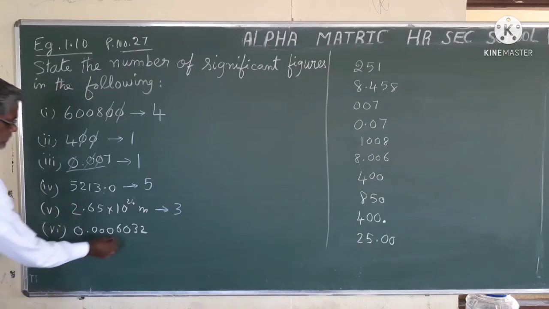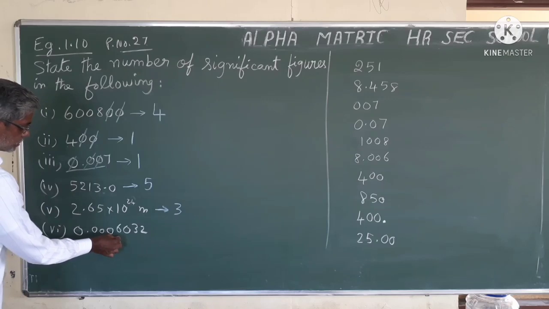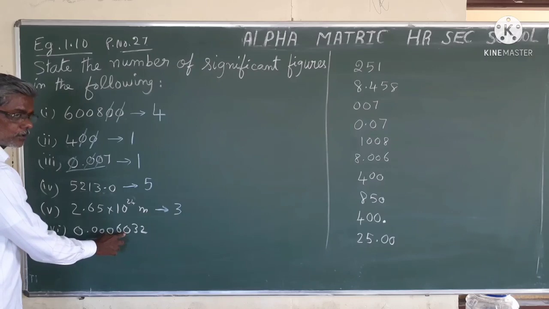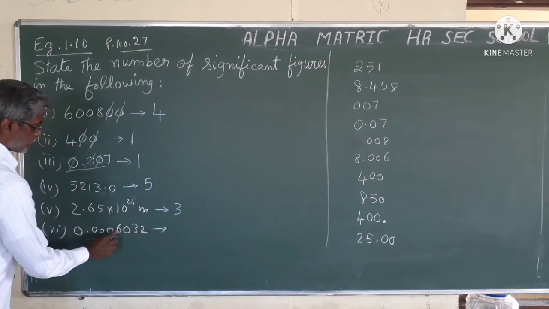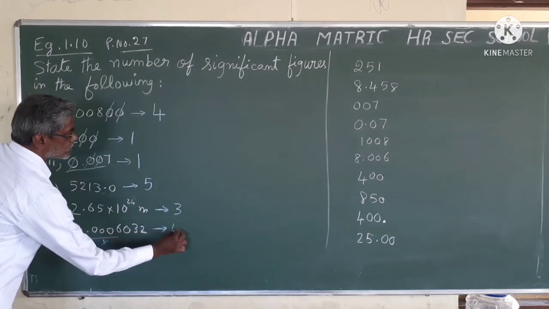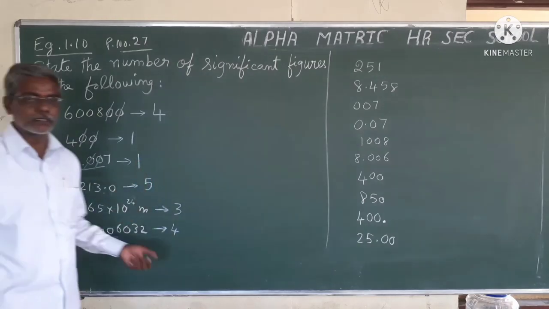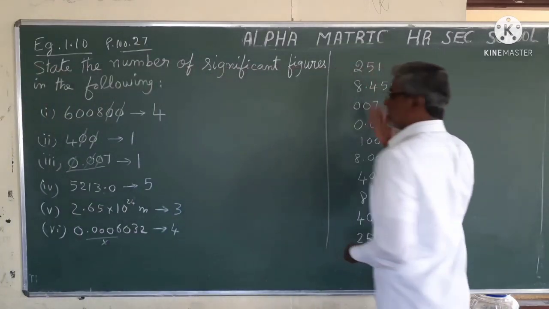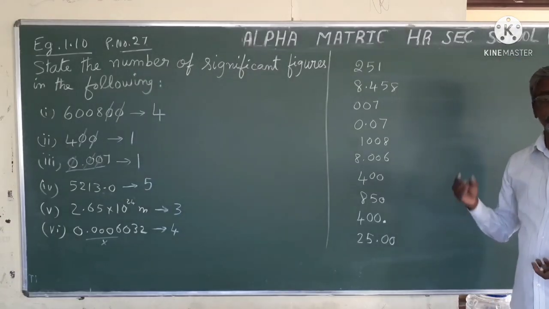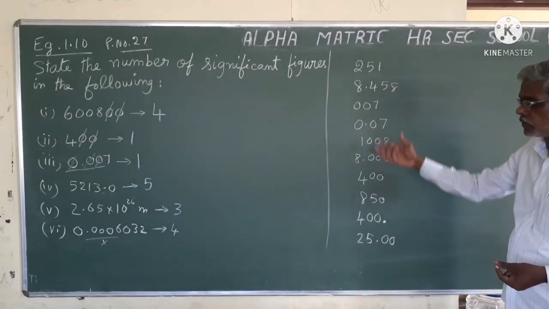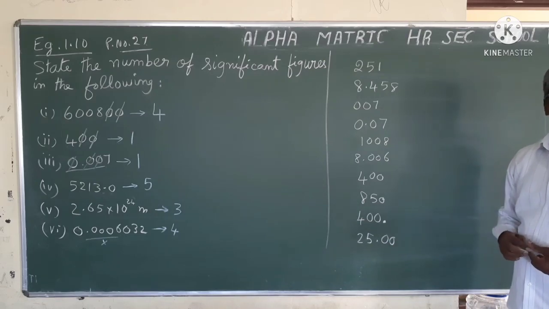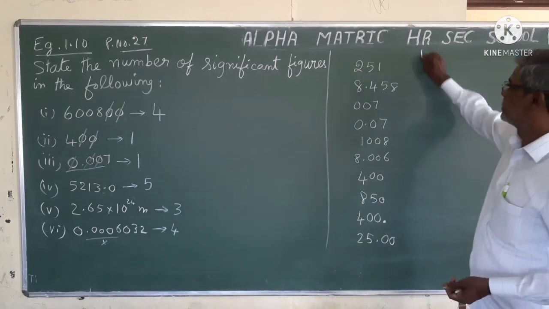Here if you see this one, preceding the non-zero digits, zeros are there. So they should be excluded. This 0 will be included because it is in between 2 non-zero digits. So totally 1, 2, 3, 4. 4 significant figures. Clear? Now here I have given some numbers. You calculate the significant figures for all these numbers and submit it today itself. You consider this one as homework.